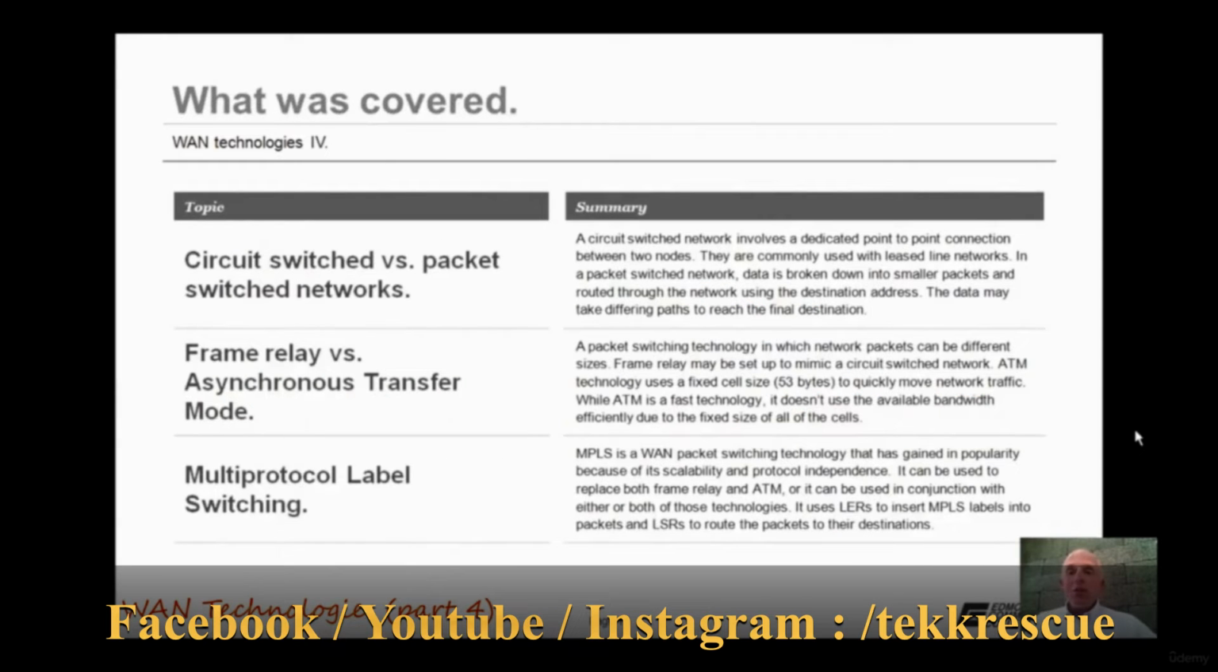Now that concludes this session on WAN Technologies Part 4. I talked about the differences between a circuit switched and packet switched network, then we moved on to frame relay versus asynchronous transfer mode, and we concluded with a brief discussion on multi-protocol label switching.